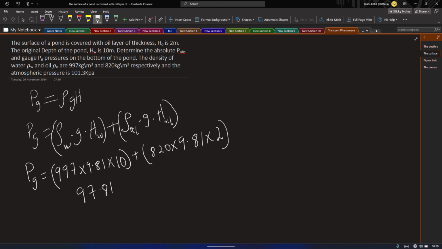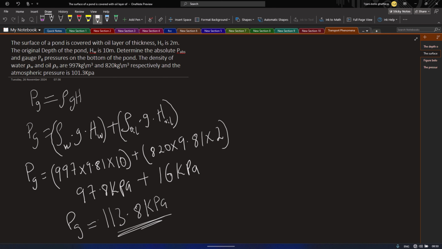97.8 kilopascal for water. Remember that the unit of pressure is kilopascal, megapascal, or gigapascal, whichever one. And 16 kilopascal for oil. Therefore, the sum of both is 113.8 kilopascal. This is the answer for our gauge pressure.